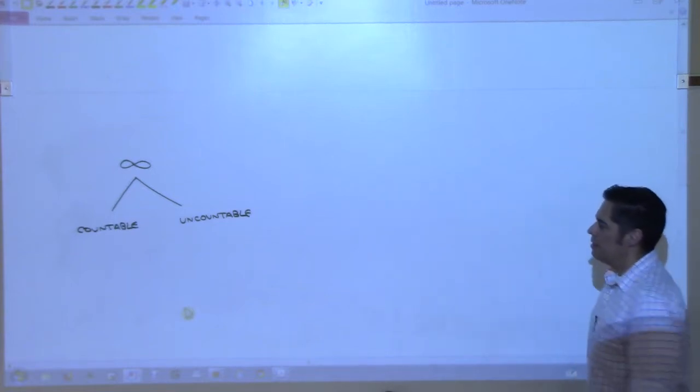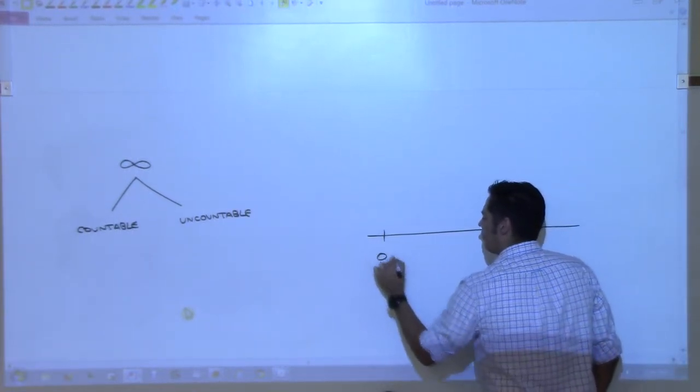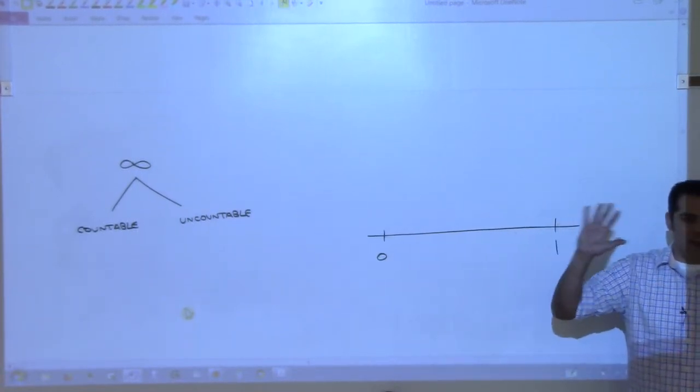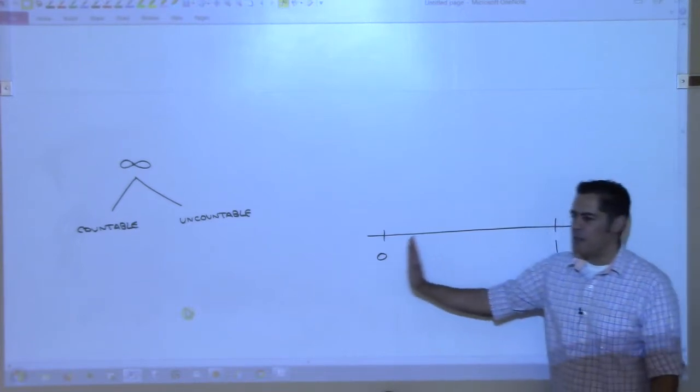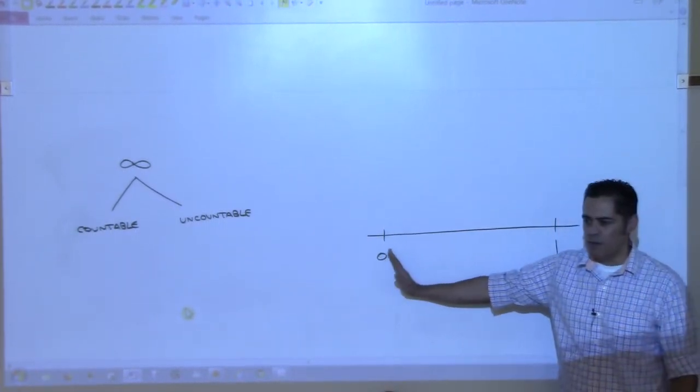So let's see if this makes any sense to you. Let's imagine that our entire world, our entire universe of numbers, are just the numbers between 0 and 1. All right? Just the numbers between 0 and 1.